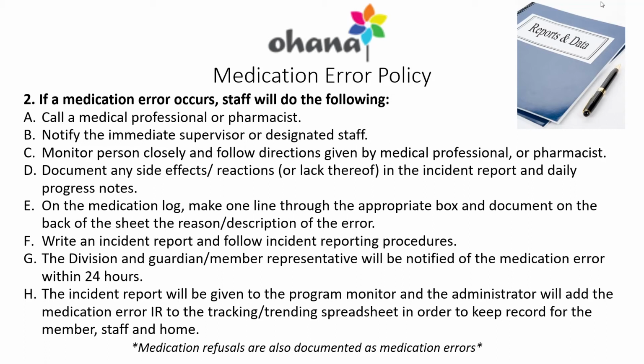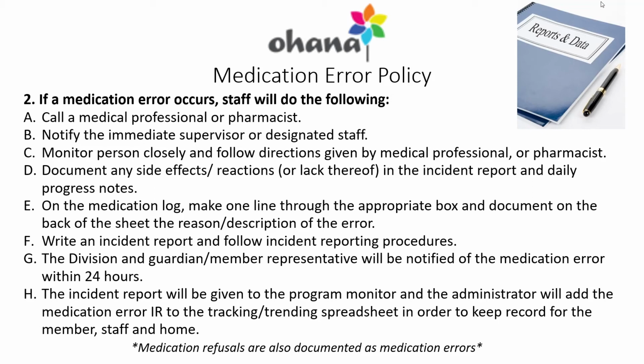So on the medication log, we discussed how you properly change any errors. What you need to do is make one line through the appropriate box where the medication was missed and document on the back of the sheet the reason and description of the medication error. We'll take a closer look at the medication log on a coming slide, and I'll walk you through that. F, you need to write an incident report and follow the incident reporting procedures. If you haven't already watched the incident reporting training video, I would highly recommend watching that to get a better idea of how to write a proper incident report.